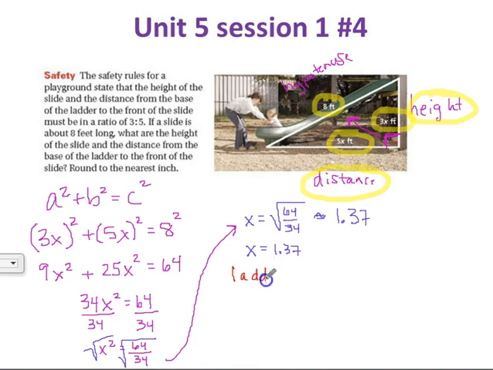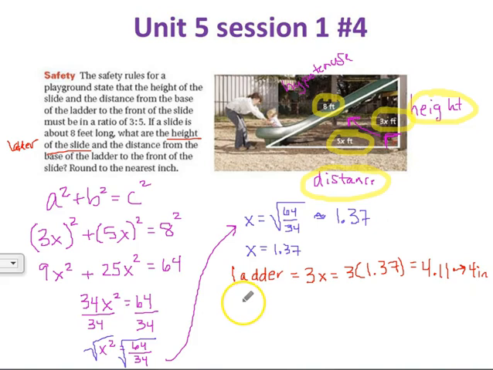So I'm just going to say height of the ladder, that's pretty much the same thing. The height of the slide, we're going to call that the height of the ladder. So the height of the ladder is going to be 3 times x, and we know x is 1.37. And what do we get when we do that? 3 times 1.37 is 4.11. And that's inches. It wanted us to round to the nearest inch. So rounding would just be 4 inches.